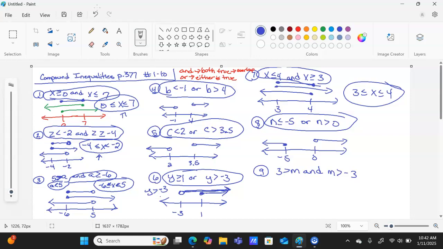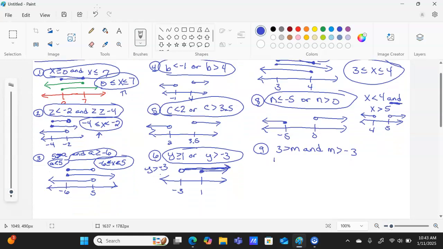By the way, on an and, it's not always the overlap region. Sometimes there's no answer. Like if I had said x is less than 4 and x is greater than 5, here's 4, less than 4 is this way, here's 5, greater than 5 is this way. It cannot be both of those. This one has no solution.